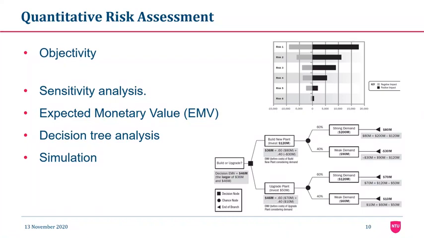Another method is expected monetary value, or EMV, which is a statistical technique in risk management used to quantify risk and calculate the contingency reserve, risk budget. It calculates the average outcome of all future events that may or may not happen in the project, and quite similar to a qualitative method, you multiply the probability by the impact of the identified risk to get the result.